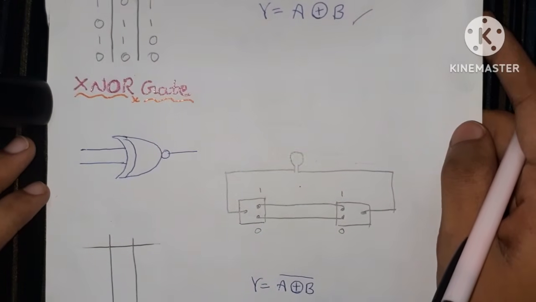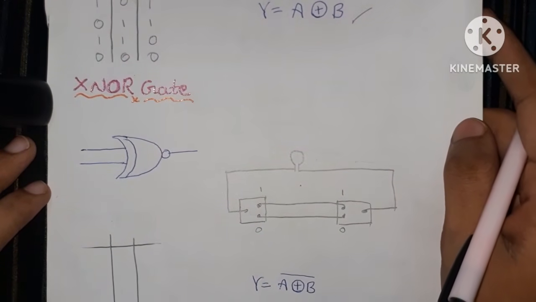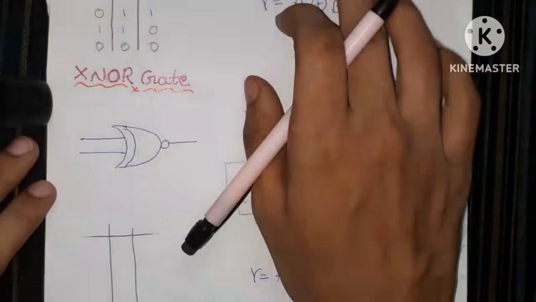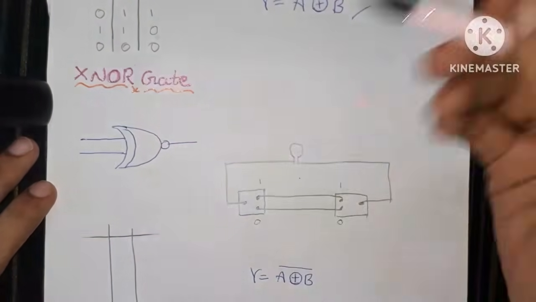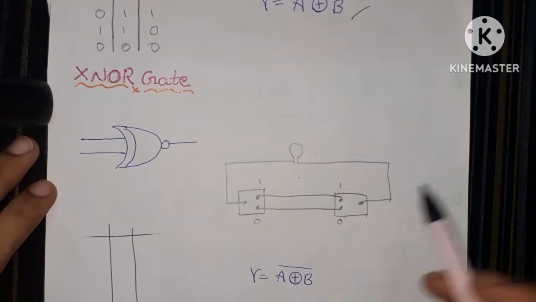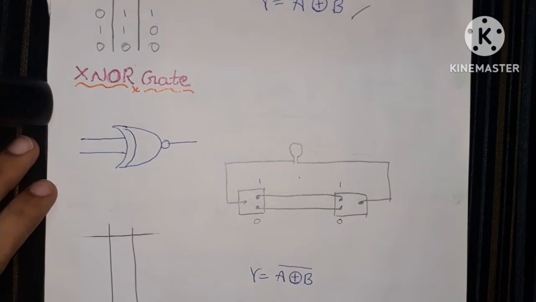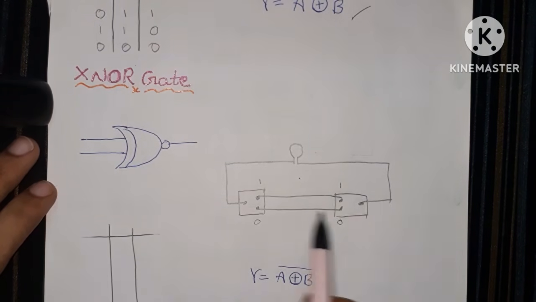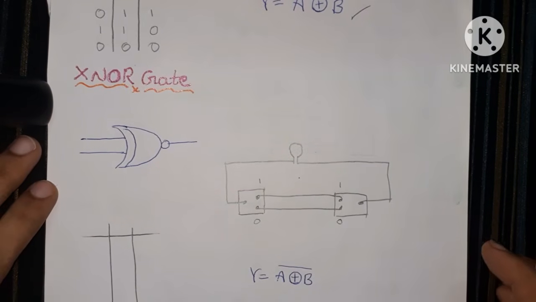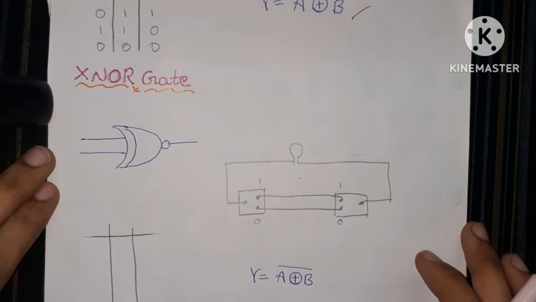This is the last one. This is the last gate which we have missed, the XNOR gate. And if you got the XOR gate easily, then the XNOR gate is very easy for you. Why? Because here the circuit looks very simple and it is very easy to understand. There is nothing great here.